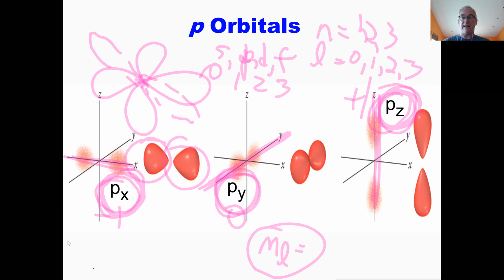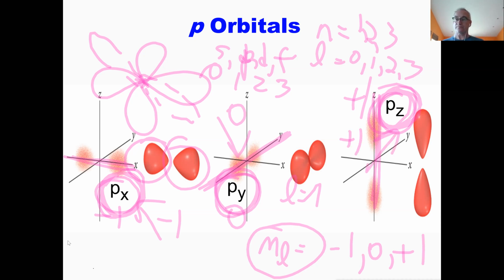So since p has l equals 1, there are 3 different places for it to be: -1, 0, +1. And this is -1. This one is 0. And this one is +1. So it tells us exactly where inside those balloon shapes we are going to find that electron. Okay?